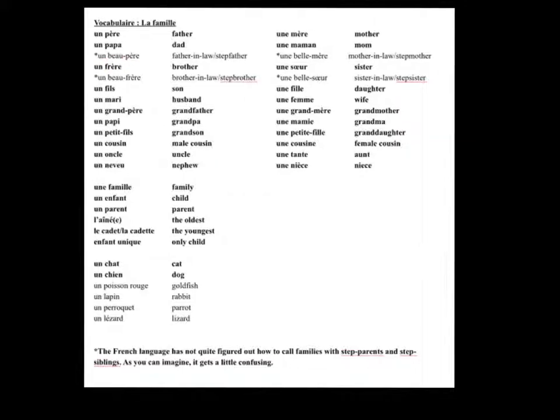Remember with un beau-père, un beau-frère, une belle-mère, une belle-sœur, that the French language really hasn't figured out how to call families with step-parents and step-siblings. So it can get a little confusing because beau-père can be both your stepfather or your father-in-law. In English, we have separate words for these, but in French, they don't. So it does get a little bit confusing, and sometimes you just have to be very specific and say my mother's husband or my husband's father, okay? Because in French it's the same word.